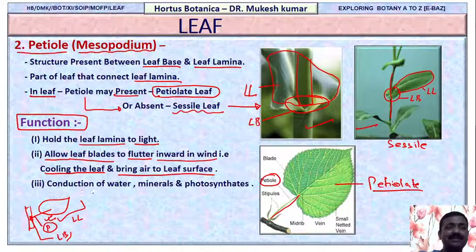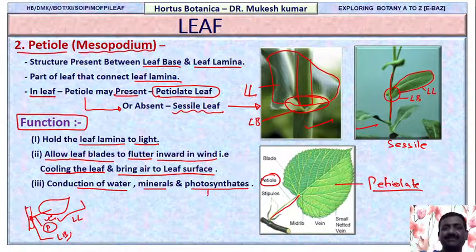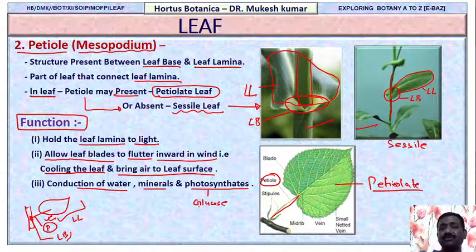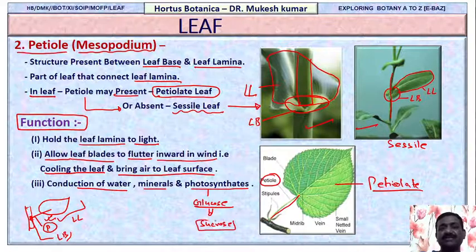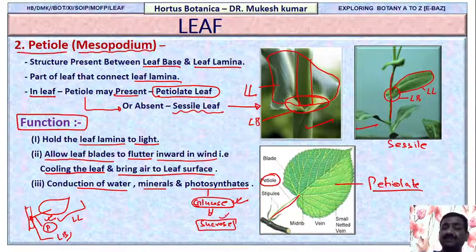Now, they also help in conduction of water, minerals and photosynthates. Photosynthesis means what will happen? Glucose, you all know, will form, and after glucose, it will go in the form of sucrose, and in the form of sucrose, it will translocate. Glucose is easily soluble, so it will not be transported as such. They will transport in the form of sucrose.